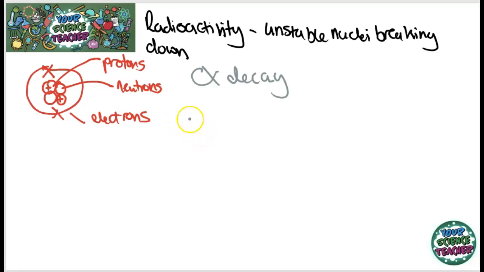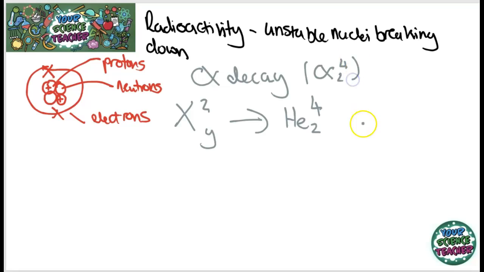And the way I like to represent it is like this. If I put a random element, we'll just call it X, with an atomic mass of Z and an atomic number of Y, this is just completely random, of course. It will lose a helium nucleus. This is also sometimes called an alpha particle and can be given the symbol like this. You might see it written like this.